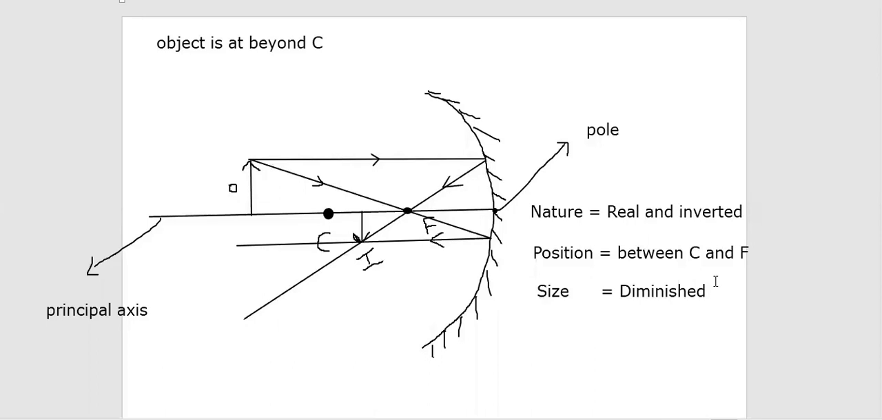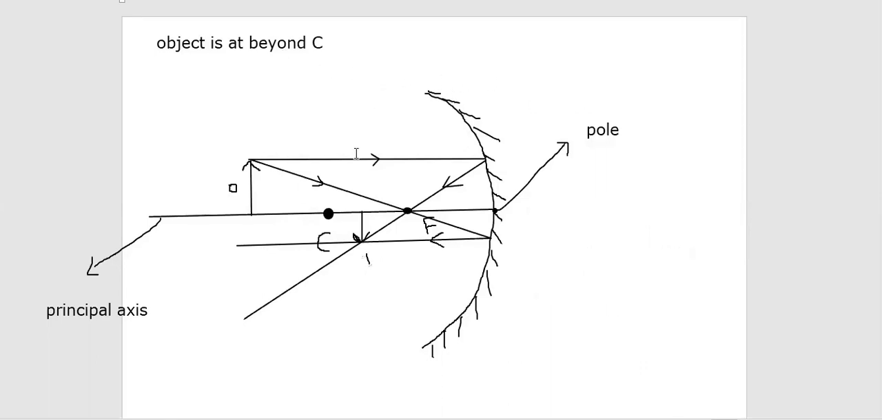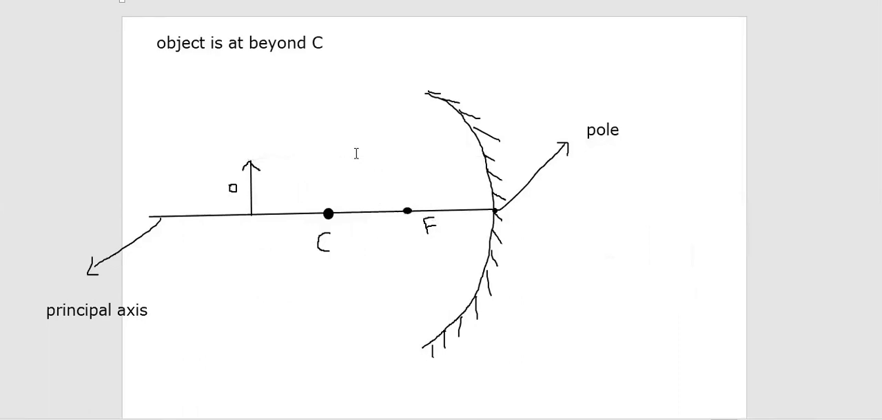Okay, done. Now you have got the nature of the image, the position of the image, and the size of the image. Understood? Right? So this is if an object is beyond C. Now we will be learning if an object is at C, on C or at C.